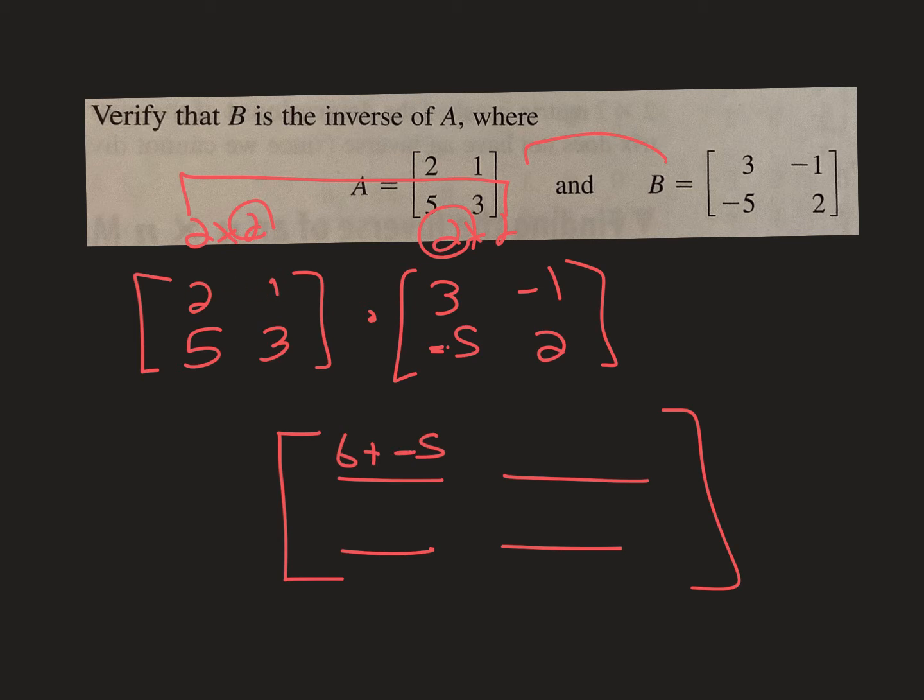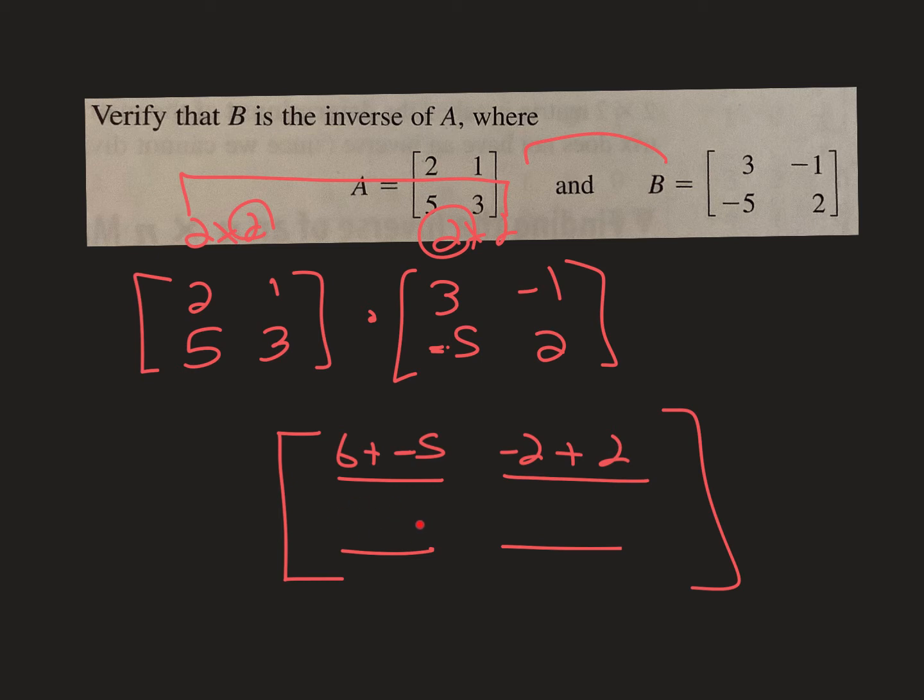Okay, now I'm going to do this row and this column, because this is the first row, second column. So I'm going to do 2 times -1, which is -2, and 1 times 2, which is 2, and you always add. Okay, so what I just did, I just went across, down to get these two numbers. I went across, down to get these two numbers.